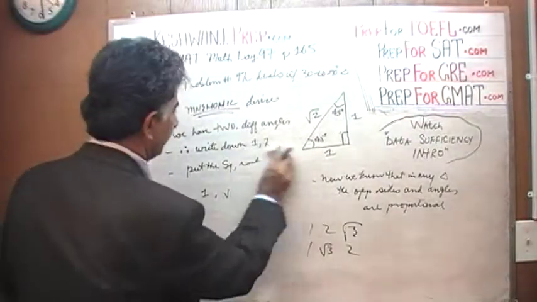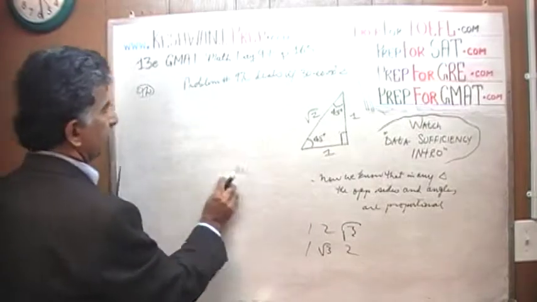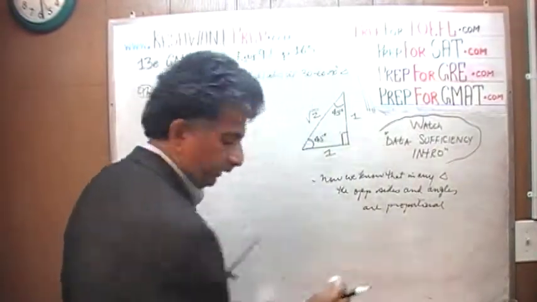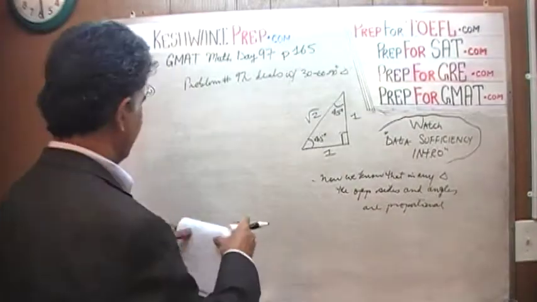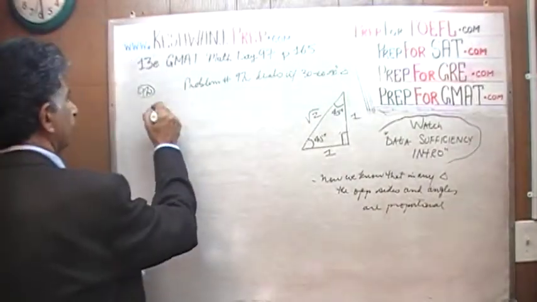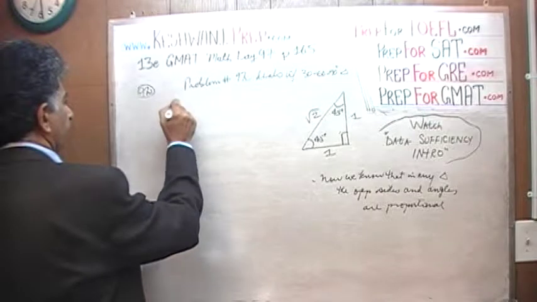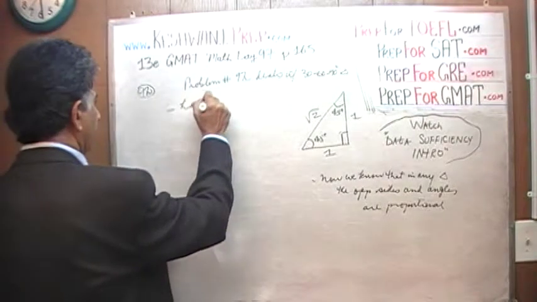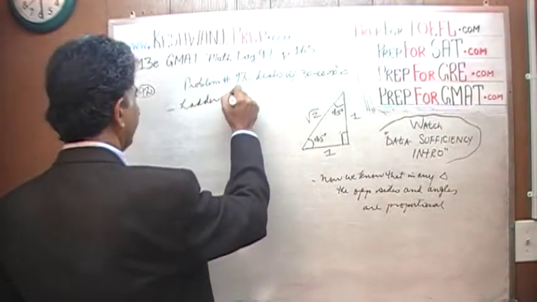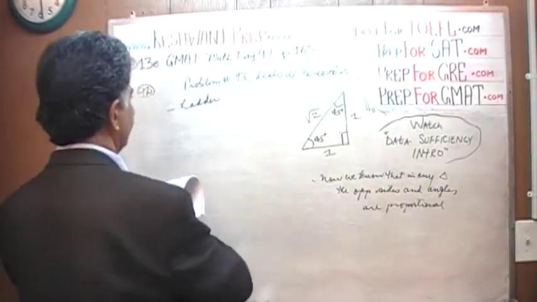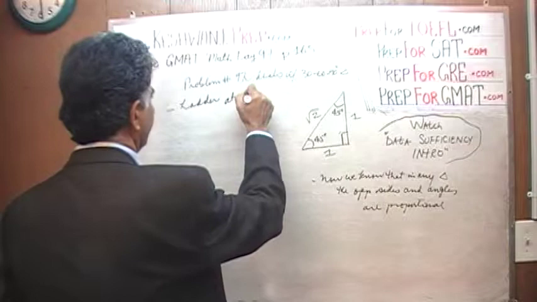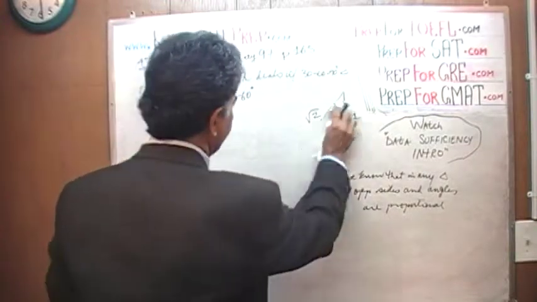Now that we understand the 30, 60, 90 triangle, let's do the problem. So we have a ladder. We have a ladder that is sitting at 60 degrees. So we're going to draw a ladder.